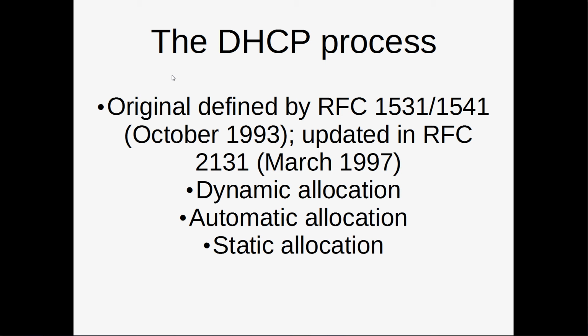It was originally defined by RFC, Request for Comments 1531, and then it was immediately realized that there were deficiencies in this original definition, and it was amended in 1541. Both of these RFCs were issued in October of 1993, and DHCP was updated in RFC 2131.